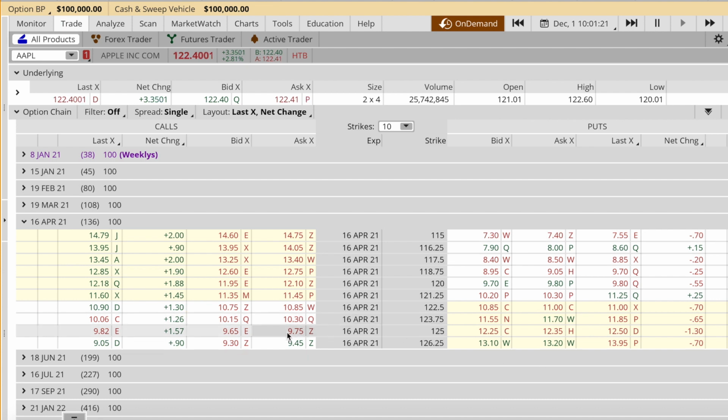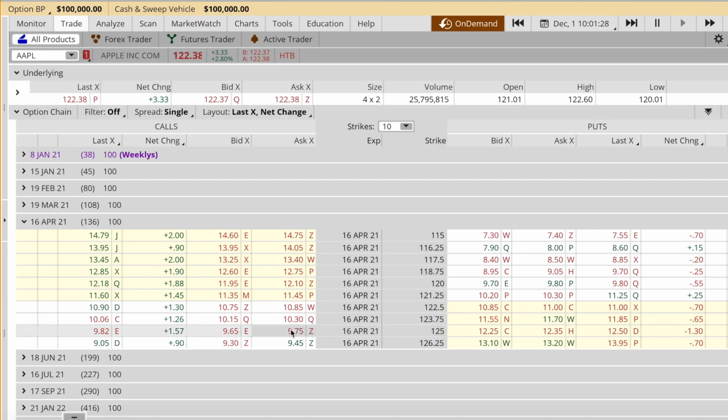That they are selling them for $9.75 for the $125 strike price. Or there are people that are willing to buy it right now for $9.65. They're just not matching up exactly right now. That price difference between the bid price and the ask price is called the spread. As a general rule, you really don't want to trade options when the spread is too big. There tends to be less liquidity, and due to that, a lot of times it's really hard to get out of the contract later if you really need to.